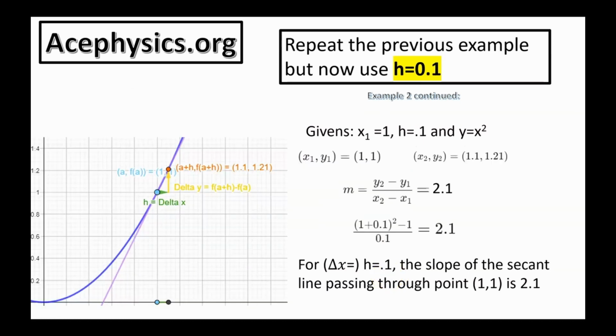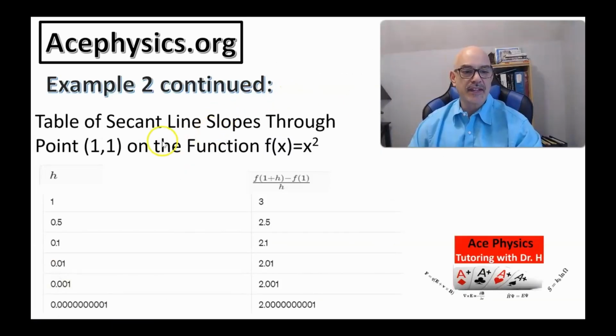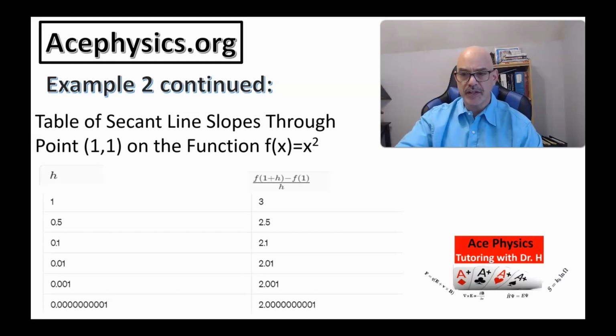Repeat the previous example, but now use h equal to 0.1. Point x2, y2 is getting closer and closer to point 1, 1, which in this case is x1, y1. Now the slope is 2.1. On this slide is a table of secant line slopes through the point 1, 1 on the function f of x equals x squared. H is in the left column, the slope of the secant line is in the right column. Once h gets very small, the slope of the secant line stabilizes and it no longer changes.